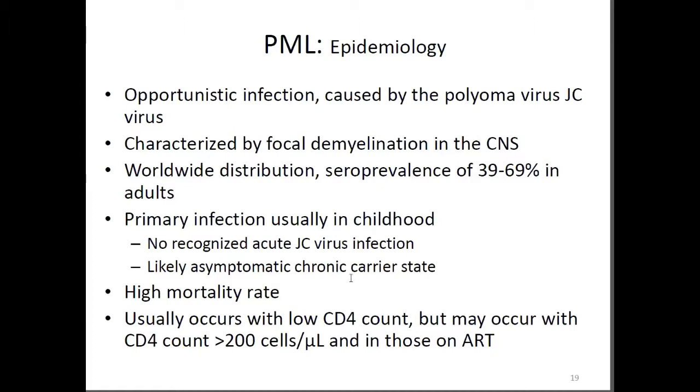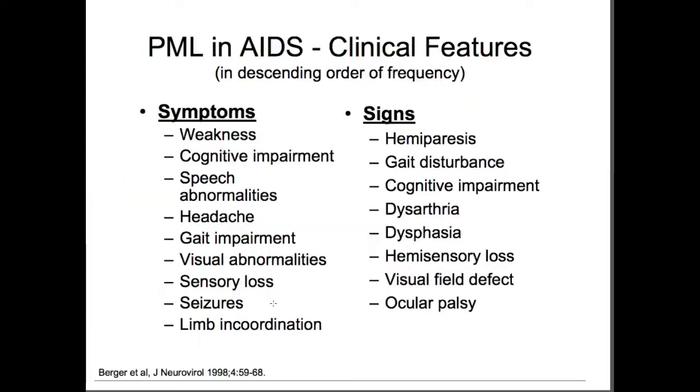But once the immune system is suppressed, it can reactivate and then cause progressive multifocal leukoencephalopathy, and it has a very high mortality rate. It usually occurs in patients with low CD4 count. I've seen patients with single-digit or double-digit CD4 count, but it may occur with CD4 count more than 200. Even though they are on ART, they can still have it. It can be caused by immune reconstitution inflammatory response syndrome.